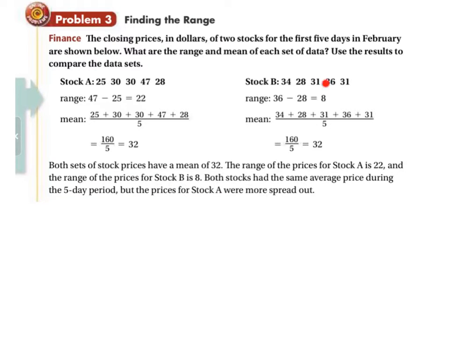Stock B, again, the range is 8, so a little bit tighter, right? And the mean, the average, is 32, so it didn't vary by as much in stock B. That's what that smaller range tells you.